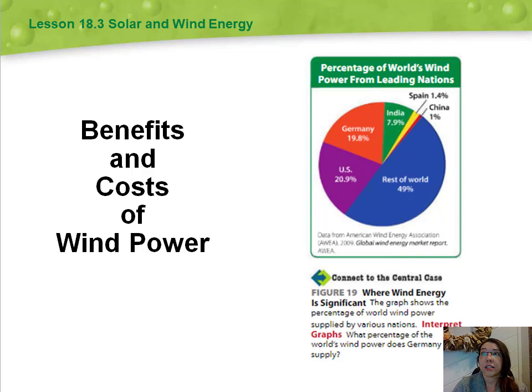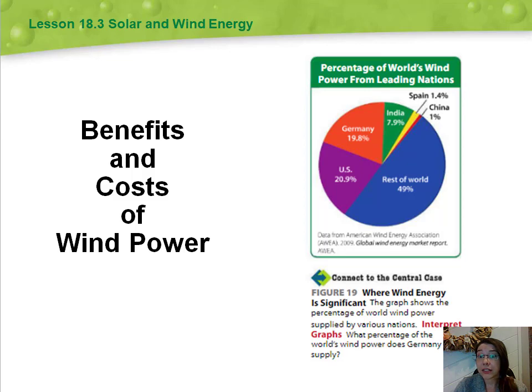So let's take a look at some benefits and costs of wind power. We have a graph here that's showing us 5 nations account for about half of the world's wind power output. Like other forms of energy that we use, wind power has both benefits and costs, and some of these advantages and disadvantages we're going to be talking about in the next couple of slides. But first we're going to look at this pie chart, and its title is Percentage of World's Wind Power from Leading Nations, and here we have listed China, Spain, India, Germany, US, and the rest of the world is lumped together.